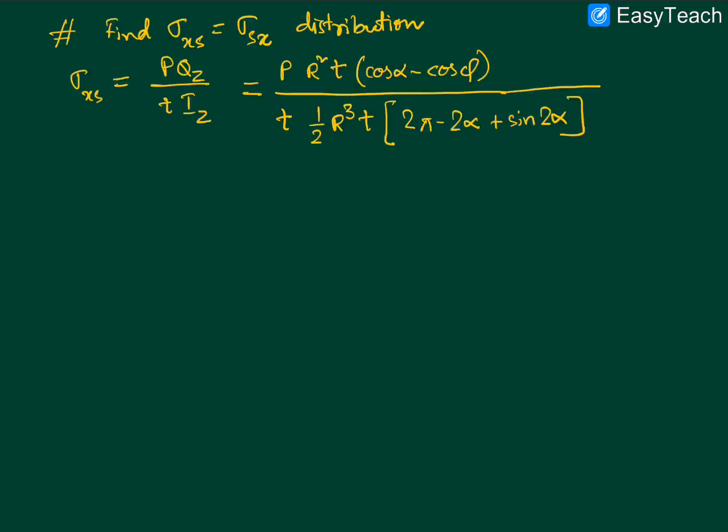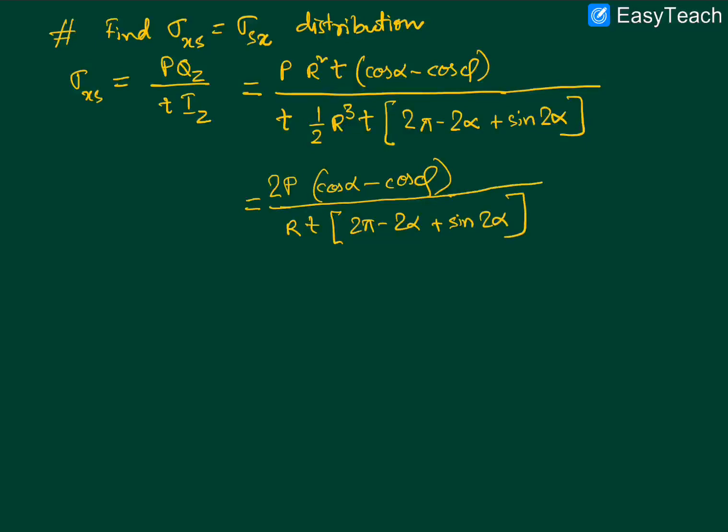Okay, so overall what we'll end up with is just this. The t from the numerator will cancel. We'll obtain p (cos alpha minus cos phi) divided by, maybe you can take the 2 out upstairs in the numerator, and this will be r cube, sorry, this will be just r times t (twice pi minus twice alpha plus sine twice alpha).